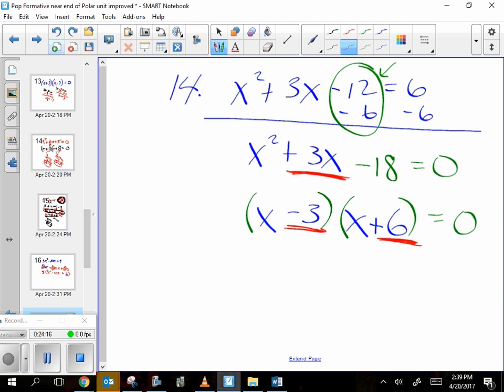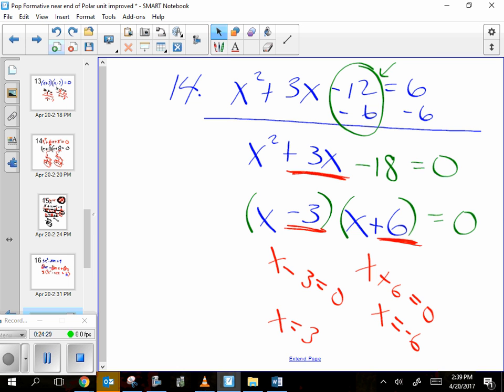But then that's not done. The final answer is you have to do this. 2 bite-sized equations, which are easy. x equals 3, x equals negative 6. There's your final answers.